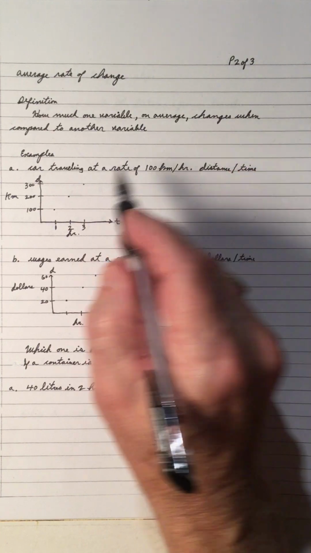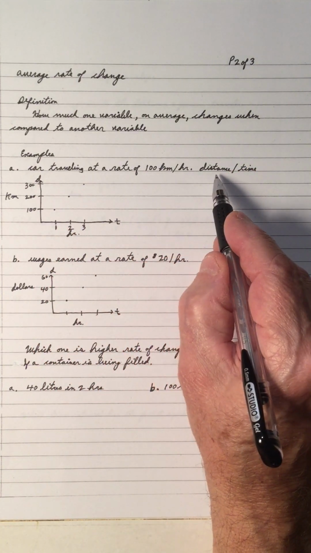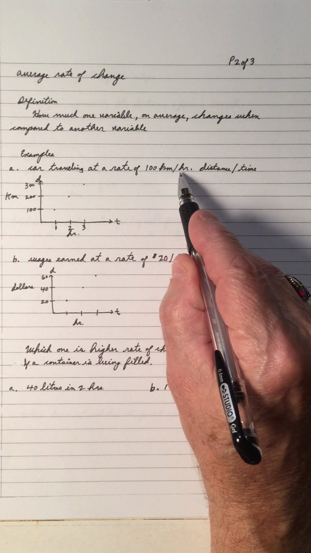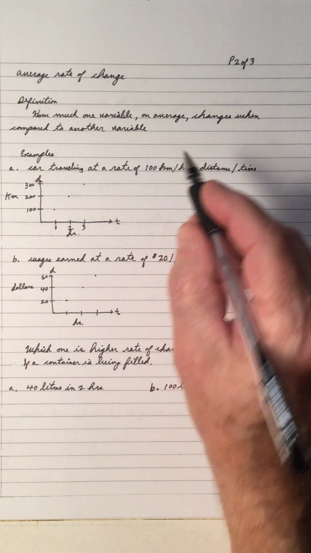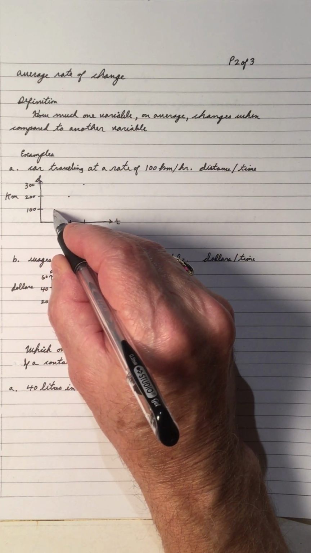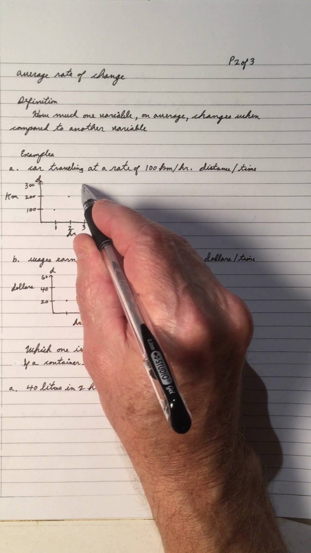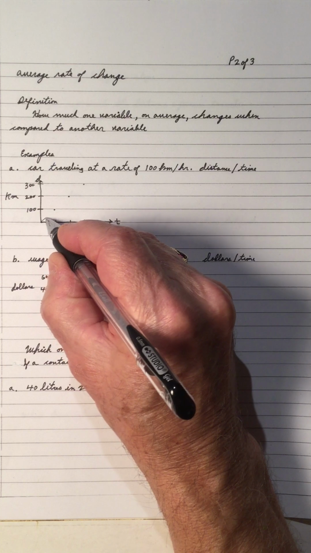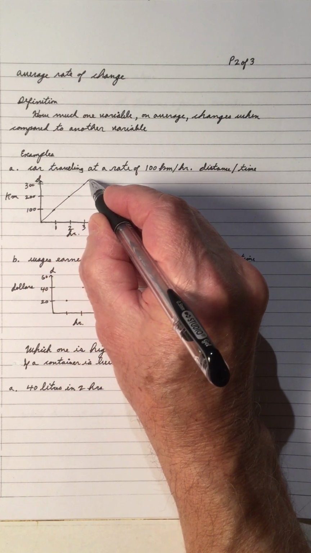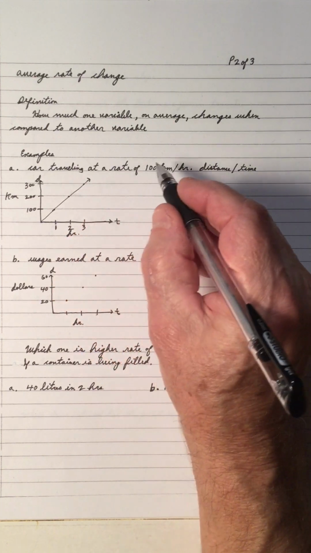Some examples would be a car traveling at a rate of 100 kilometers an hour, and this is the distance, which is kilometers, divided by time, which is in hours. So that means it's 100 kilometers in 1 hour, 100 kilometers in another hour, and 100 kilometers in the third hour. So what happens is that it's represented by this line. This one is linear.